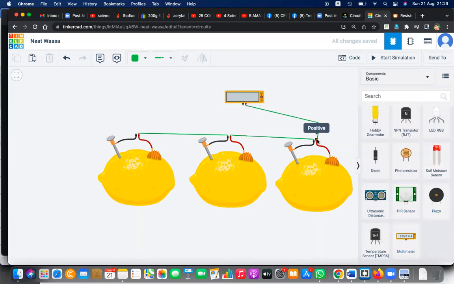Positive, negative. 1.5 with the raise on it. Yeah, it's closer to 1.5. Still not enough to light up. You need at least 4. You need at least 4 lemons to make this lemon battery. Okay, so these are things you can experiment with and see.